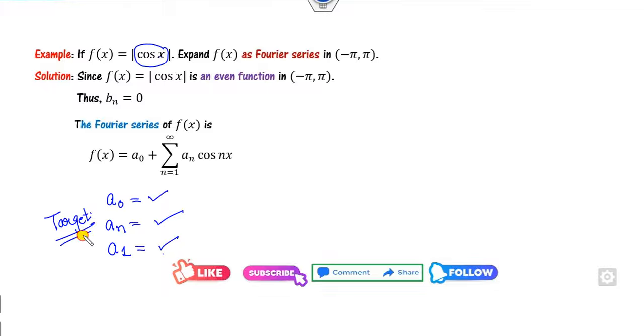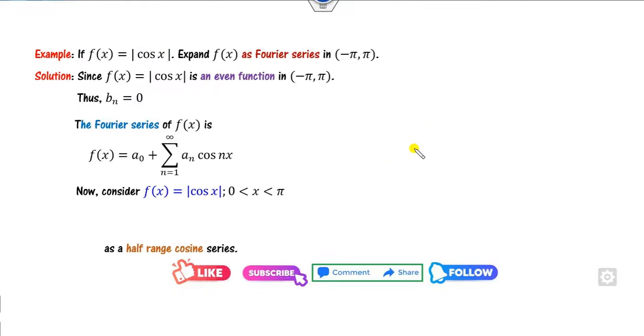Remember, when you have a function which is of the polynomial nature like x square minus 1x, then you need to find only a naught and an. Also, you can see this function is my even function, so you have to convert into the half range series. Now you can see here this is my cosine, you have to convert into the cosine series. Look at that, the function is from 0 to pi, and the function is my cos x.